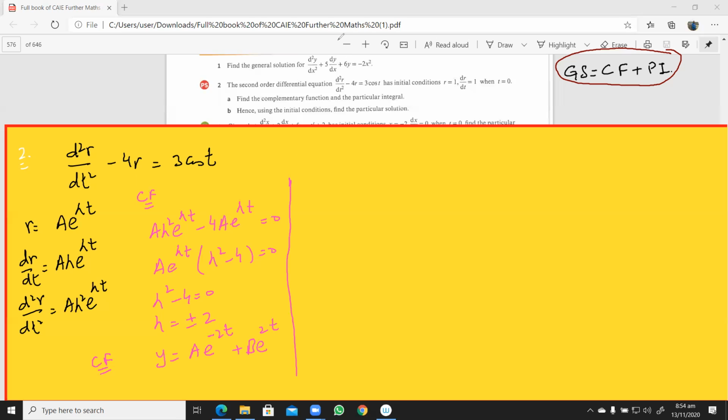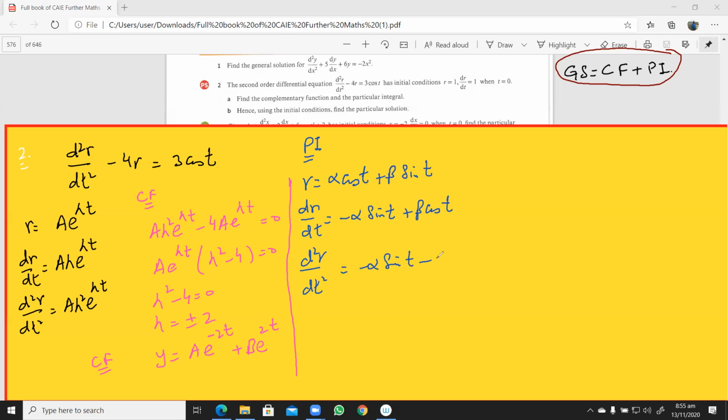Next, for the particular integral, I'll be putting r is equal to alpha cos t plus beta sine t. So we have dr by dt is minus alpha sine t plus beta cos t. And then the second derivative, d2r over dt square, is minus alpha cos t minus beta sine t.